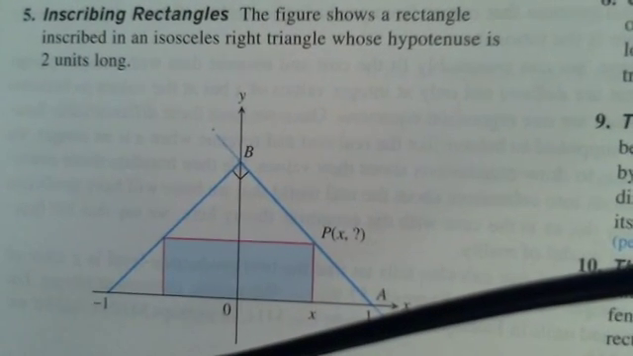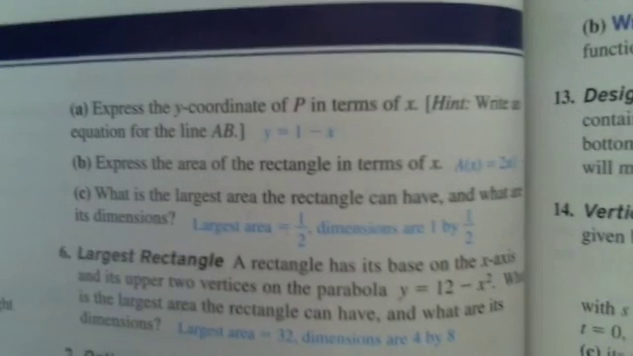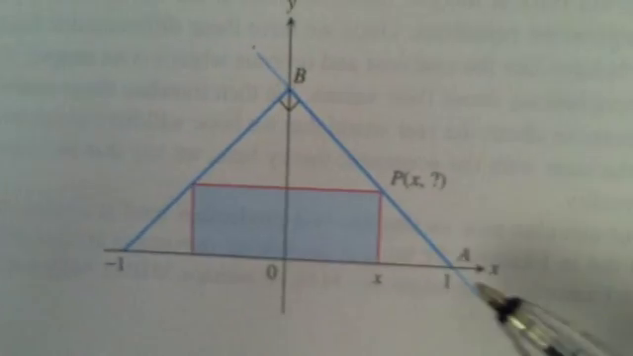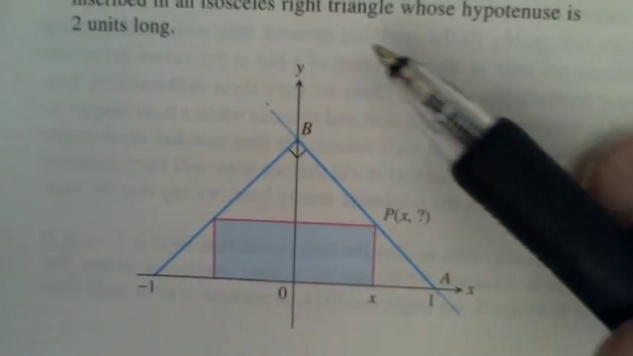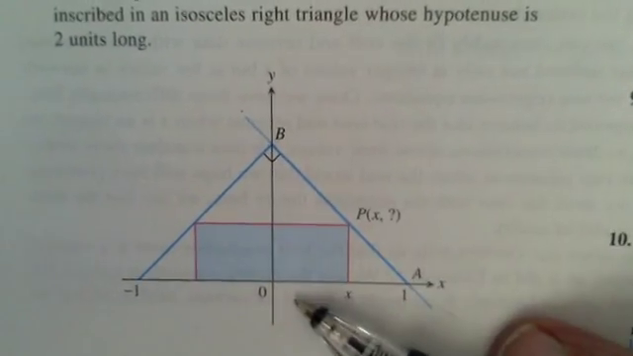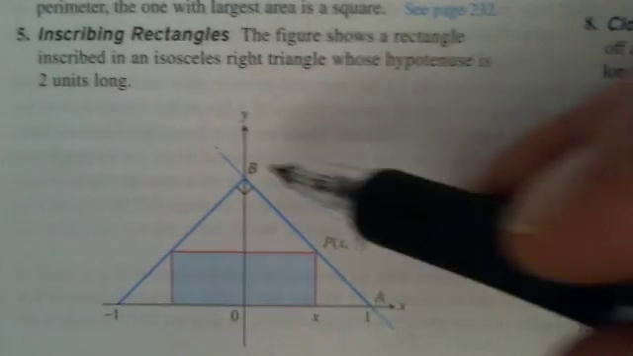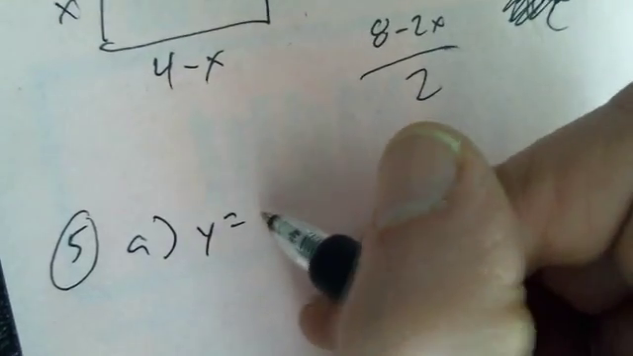Figure shows a rectangle inscribed in an isosceles right triangle whose hypotenuse is 2 units long. And I want to express the y-coordinate of P in terms of x. Isosceles right triangle with hypotenuse 2 units long, so this is 1 here. This is 1 here. So this is at a 45-degree angle. So the y-coordinate is just the x along this line. And this is clearly the line, 1 is our y-intercept, and our slope is negative, so negative x plus 1.